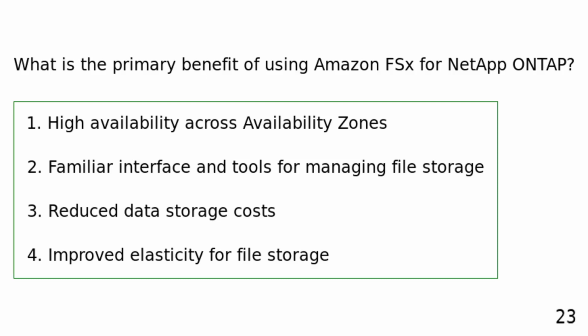What is the primary benefit of using Amazon FSx for NetApp ONTAP? High availability across availability zones. Familiar interface and tools for managing file storage. Reduced data storage costs. Improved elasticity for file storage.